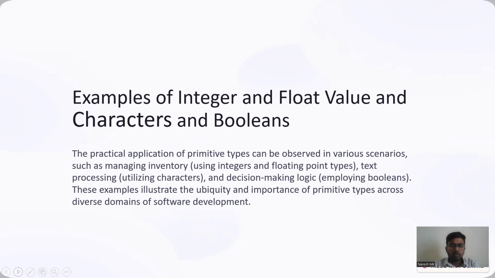Example of integer and float values, characters, and booleans. The practical applications of primitive types can be observed in various scenarios, such as managing inventory using integers and floating point types, text processing utilizing characters, and decision-making logic employing booleans. These examples illustrate the versatility and importance of primitive data types across the diverse domains of software development.